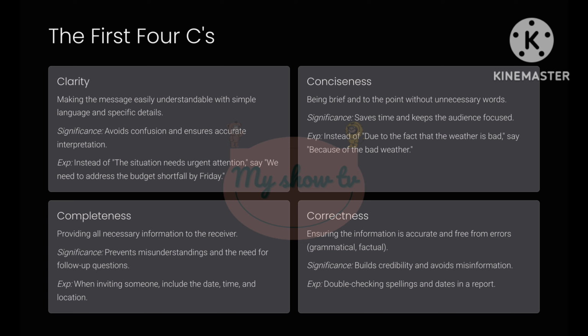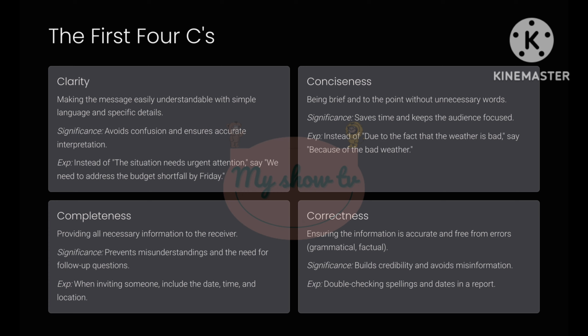Next is conciseness. This principle emphasizes being brief and to the point. It means getting your message across without using unnecessary words or rambling. The significance of conciseness is that it saves both your time and the receiver's time, and it helps keep the audience focused on the essential information. For example, instead of a longer phrase like, "Due to the fact that the weather is experiencing a state of being bad," you would simply say, "Because of the bad weather."